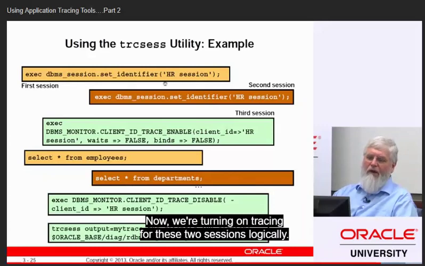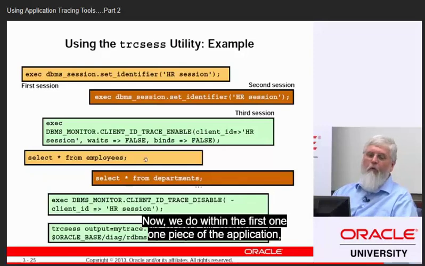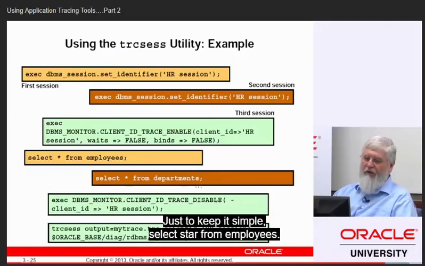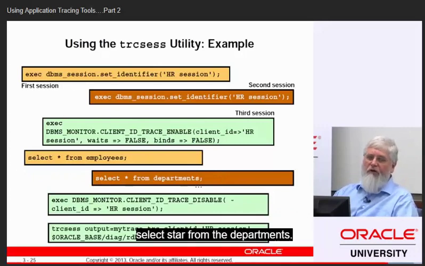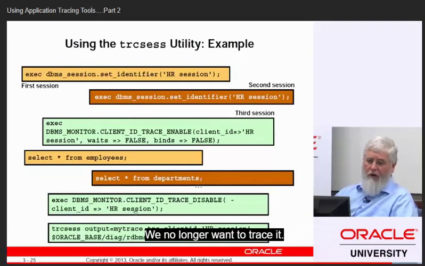Now we're turning on tracing for these two sessions logically. Okay, our first session and our second session. Now we do within the first one piece of the application. So a simple select, just to keep it simple, select star from employees. And then we do in the second session another piece of the application, select star from departments. Okay. Then we execute DBMS monitor client ID trace disable for our HR session. We no longer want to trace it.